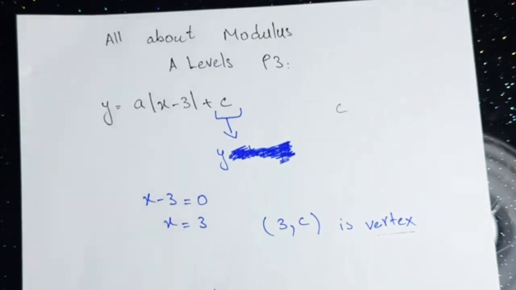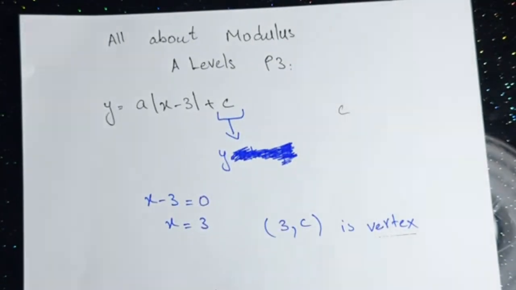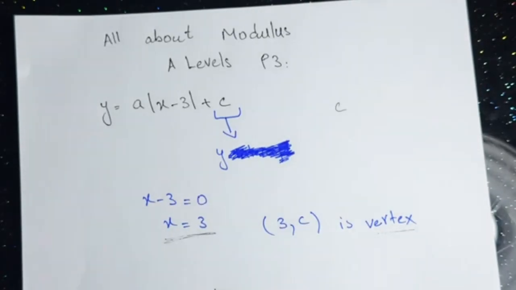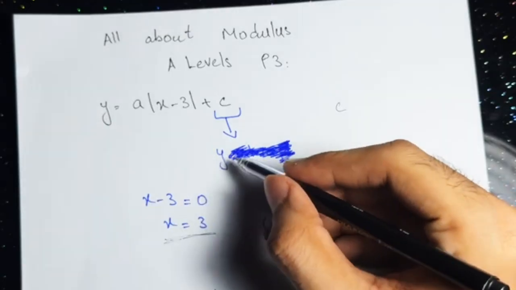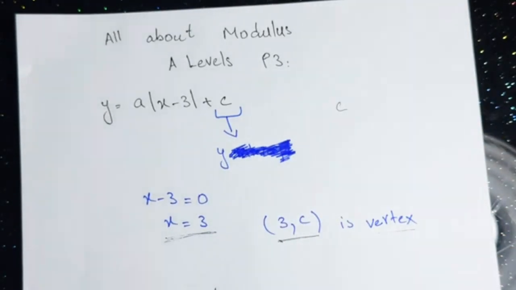Modulus, A levels paper 3, chapter number 1. So we have been given the equation y is equal to a modulus of x minus 3, plus c. Over here c always represents the y coordinate, and to find the x coordinate we put x minus 3 equal to 0 and we get x is equal to 3. So this is the vertex, 3 comma c, because c is always the y coordinate. This is the vertex.